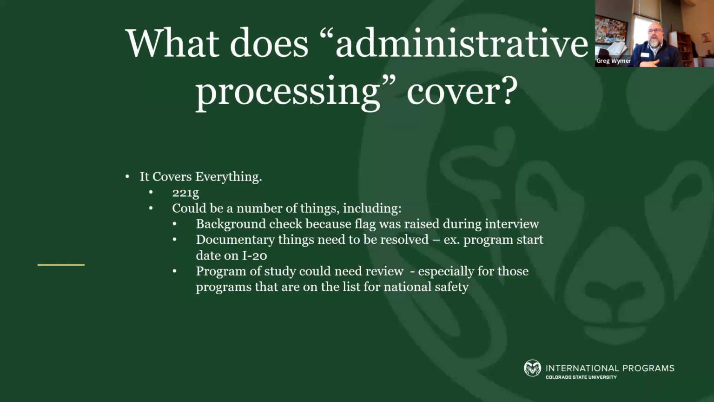Maybe, like I said, the program start date could need review, especially for those programs that are listed on the list for national safety. And so maybe they're doing a little bit of background from there. So if you get 221G administrative processing, it doesn't mean you're denied. It just means that they need to do more research or take more time to review, or something needs to be corrected. So if you get that, usually they're leaning towards approving your visa, but they just need a little bit more information. So be aware that that could happen.